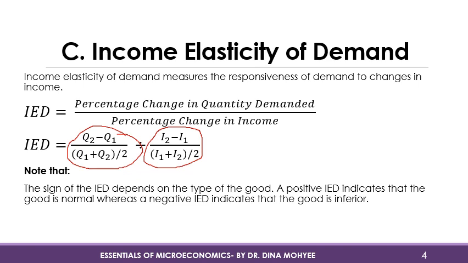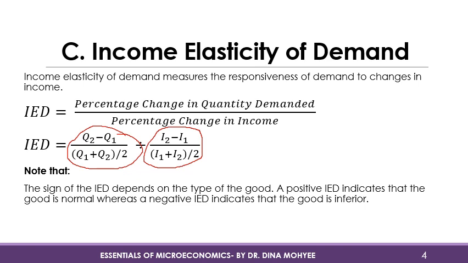In this respect, the income elasticity of demand can have a positive sign or a negative sign depending on the type of the good. A positive income elasticity of demand indicates that the good is normal, and if it is greater than 1, then the demand for the good is income elastic. But if it is less than 1 but greater than 0, this means that the demand for the good is income inelastic. While a negative income elasticity of demand indicates that the good is inferior.